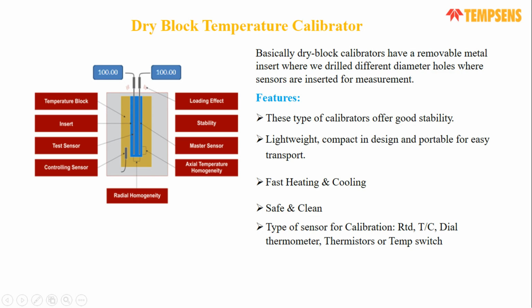For a liquid temperature calibrator, we use different types of liquid, either methanol or ethanol, or different types of silicone oil or alcohol-based liquid, to reach different temperatures such as -40 or -80. But in a dry block we don't use such liquid, whether it is Peltier based, thermoelectric cooler based, or heater based. So basically in a dry block we don't use any oil, and that is why its name is dry block temperature calibrator.